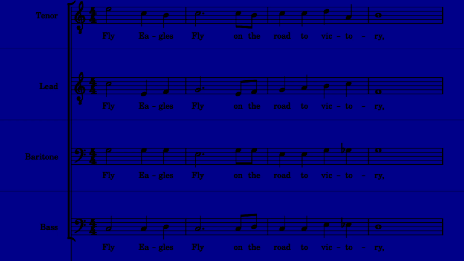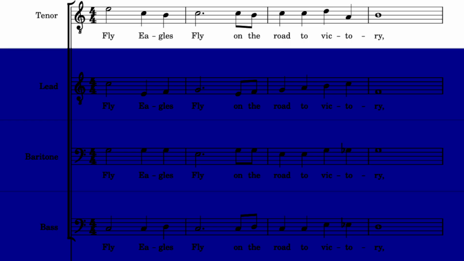Victory. You just heard the tenor part. It is higher than the lead and sung in falsetto. What is this voice part?